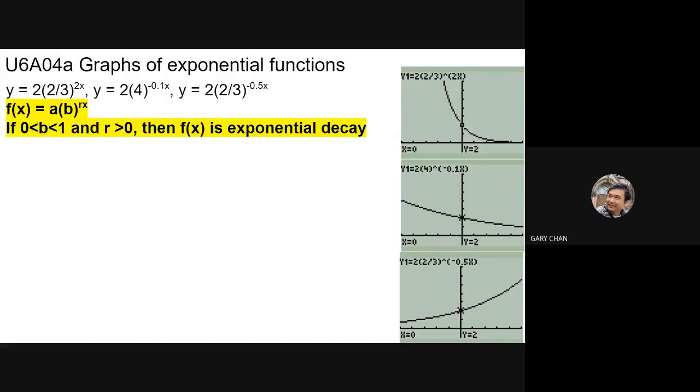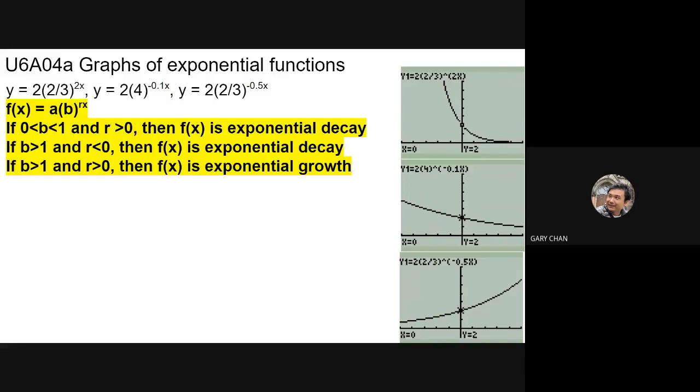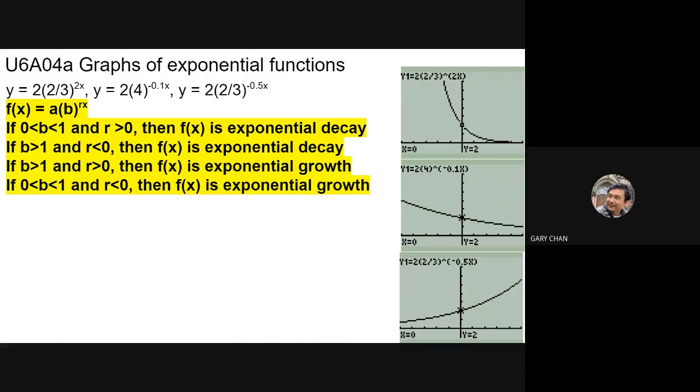if the base happens to be below 1 but greater than 0, where r is also greater than 0, then f of x is going to be an exponential decay. If b happens to be greater than 1, where r is less than 0, this is also going to be exponential decay. If b is greater than 1, but r is greater than 0, this is going to be exponential growth. If b is between 0 and 1, but r is less than 0, this is also going to be exponential growth. That's the last example that we saw.